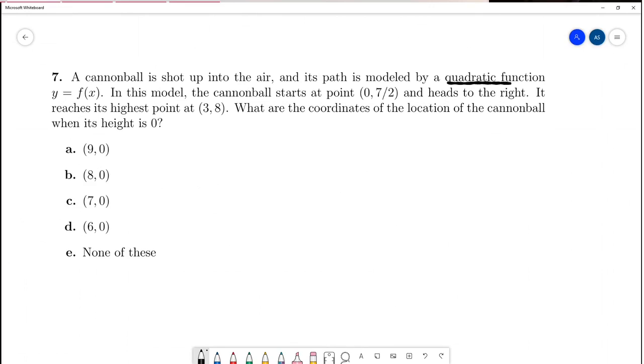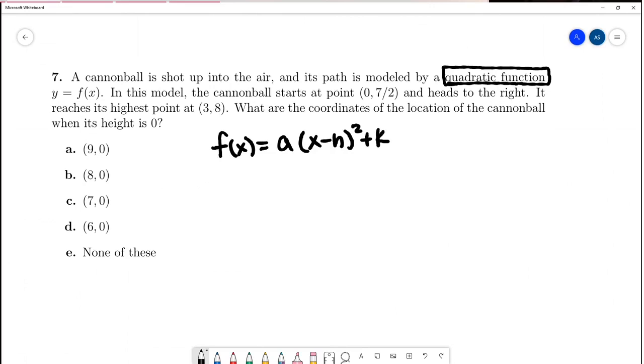So this question tells us that the path of the cannonball follows a quadratic function. So it's really helpful to know what format quadratic functions take. That's f of x equals a times x minus h squared plus k. And hk is the vertex, and it's also the highest point. So right here, when it reaches its highest point, that's indicating what the vertex is, 3, 8.